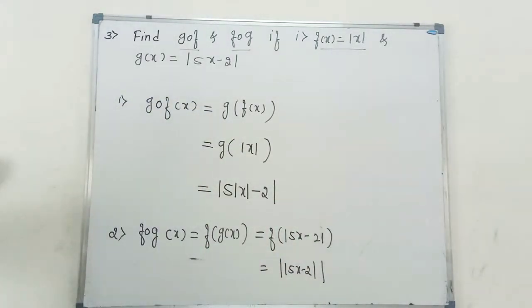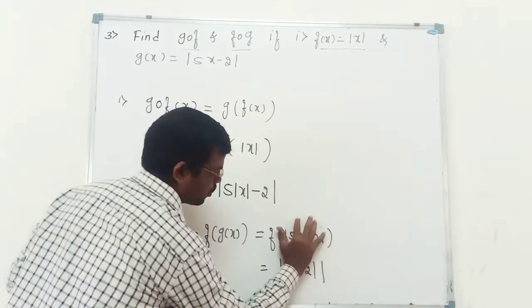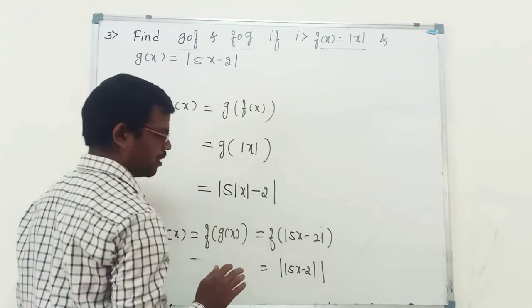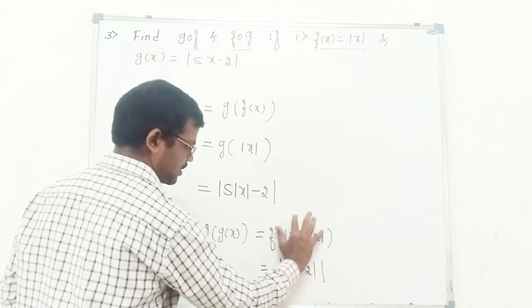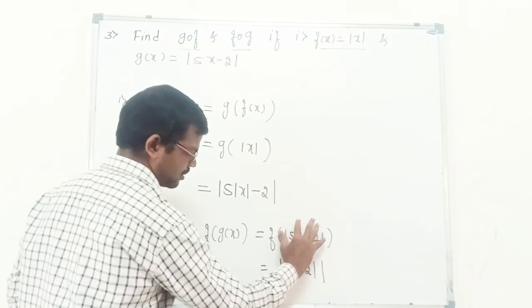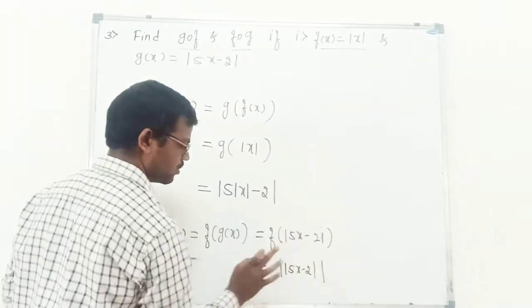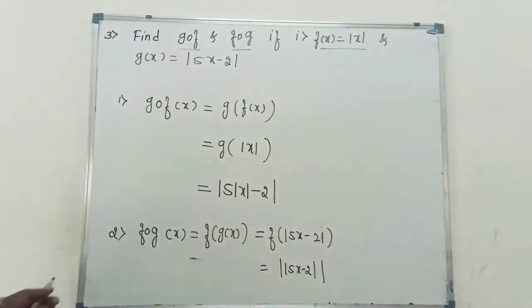So this is about the problem. Where there is x, we have to put all this. Then we get the f of x. For the definition of f of x, where there is x, we have to put this. That gives the composition of the function, image of the composition of the function.